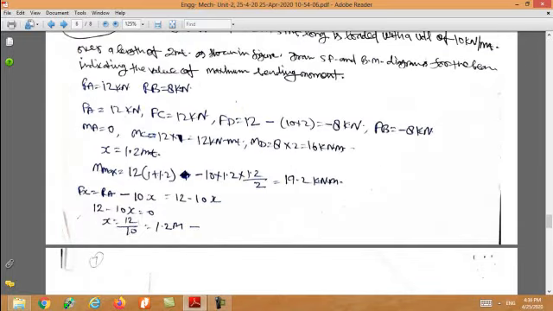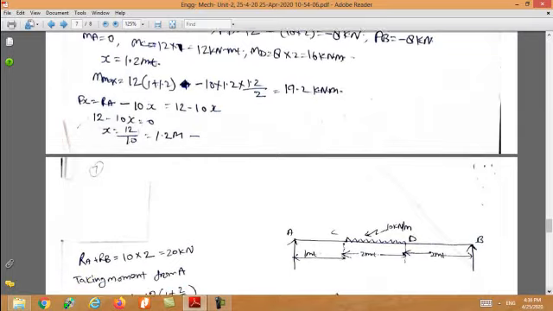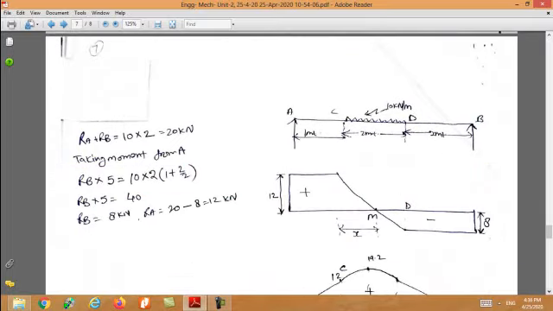So the values of RA and RB are 12 and 8 kilonewtons. By the same process, calculate FA, FC. The important thing is that the shear force changes sign, so we need to find the distance. This value is x. How can we calculate this x?